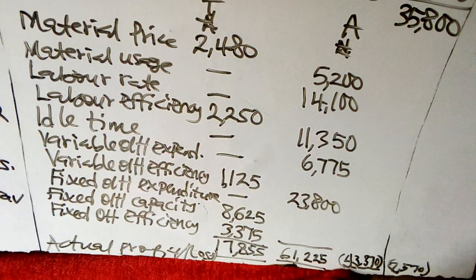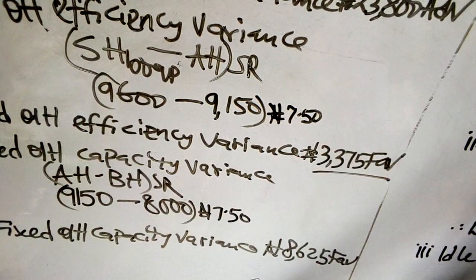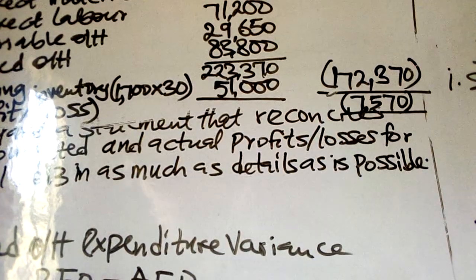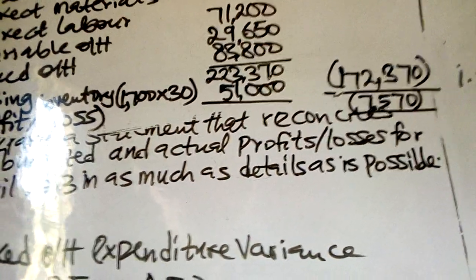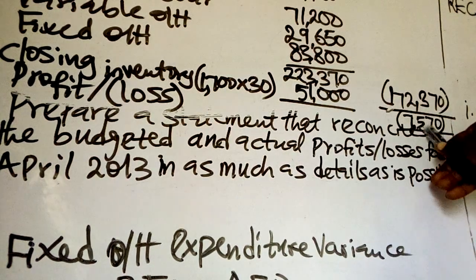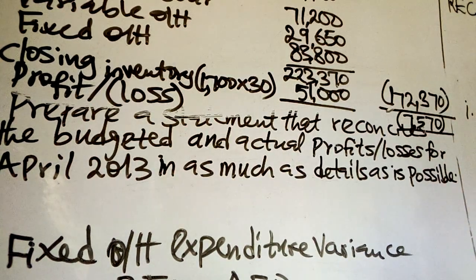If you now check what was obtained from our actual profit statement earlier, from requirement B, we had a loss of 7,570, which is in agreement with that. So that is all about reconciliation of budgeted profit with actual profit.